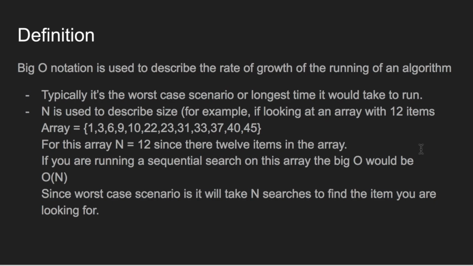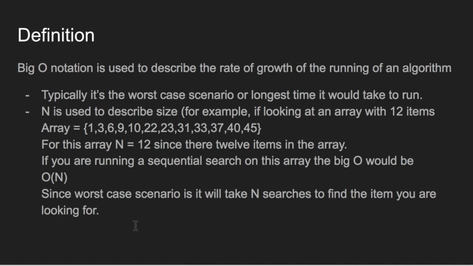N is usually used to describe the size. For example, if you're looking at an array or a list of data and this array has 12 items in it, we would say that the N for that is 12, since there are 12 items in that. If you're running a sequential search on this array, the big O would be O of N, since the worst case scenario is that it would take N searches for you to find the item you're looking for.